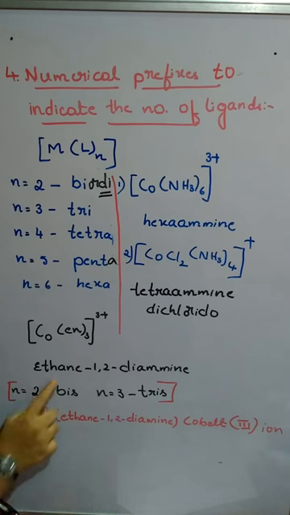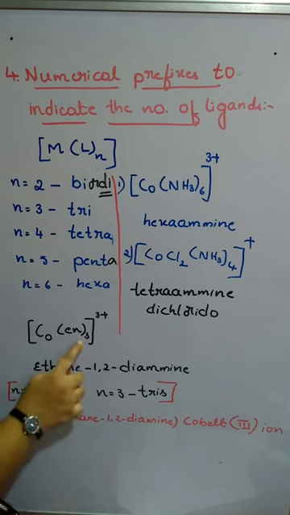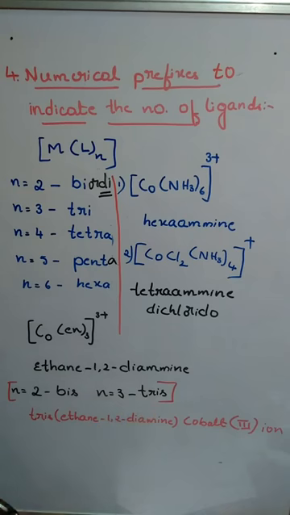If the number is 2, then bis. If 3, then tris. That number should be written outside the bracket, followed by the name of the ligand within the bracket. If other ligands are there, we write them in alphabetical order, followed by the central metal ion. Always remember to mention the oxidation state of the central metal ion within brackets in Roman numerals.